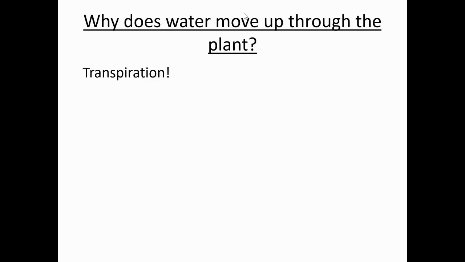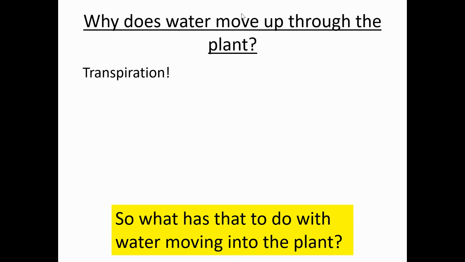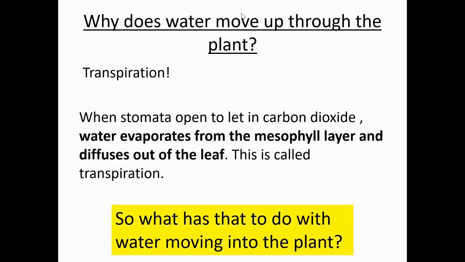Okay, so first of all, let's talk about the water and the xylem. Why does water move up through the plant? Well, it's transpiration. Okay. When stomata let in carbon dioxide, water also evaporates from the mesophyll layer and diffuses out of the cell. This is called transpiration. We've seen this already.